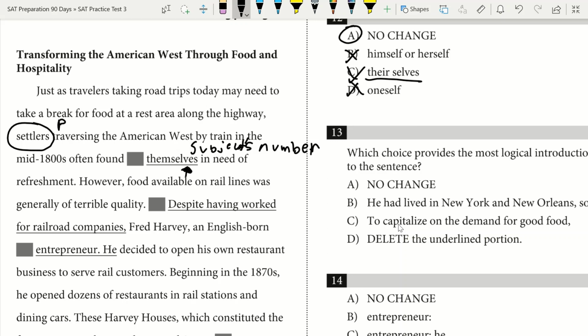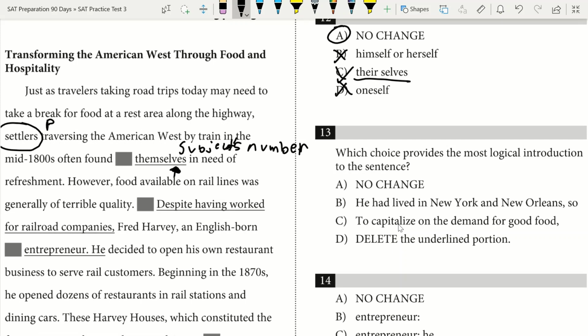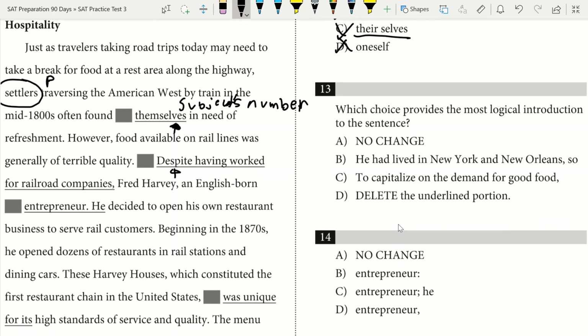However, food available on rail lines was of terrible quality. Okay, now I'm asked which choice most logically introduces the sentence. Well, if I'm going to have an introductory modifier, before I even read this, I want to know what I'm modifying and what it's going to say. So I'm going to go ahead and read that first. That way I know really what I'm looking at. Fred Harvey, an English-born entrepreneur. Okay. And then we have "he decided to open his own restaurant." So I'll go ahead and answer this one first. Anytime I have an underline going through a period or any sort of punctuation into another word at the beginning of a sentence, I'm usually looking to combine those sentences. In this case, that is obviously what I'm doing.